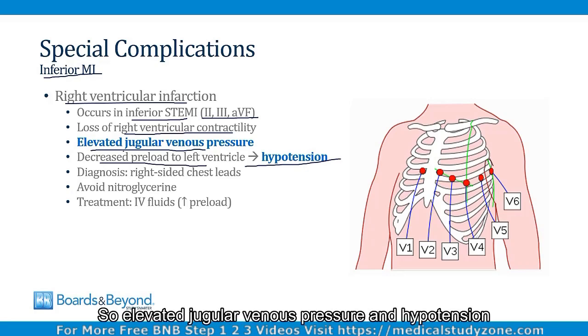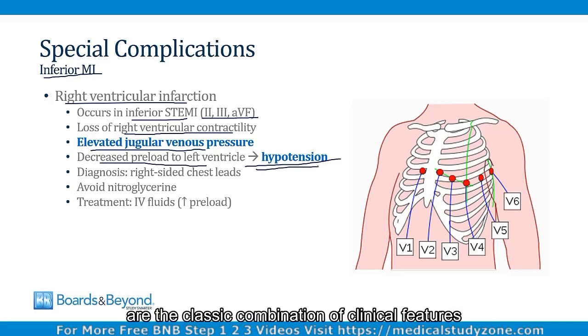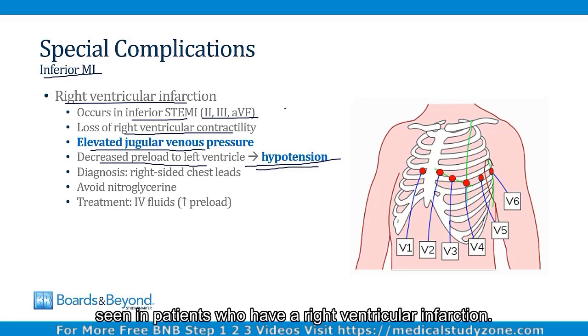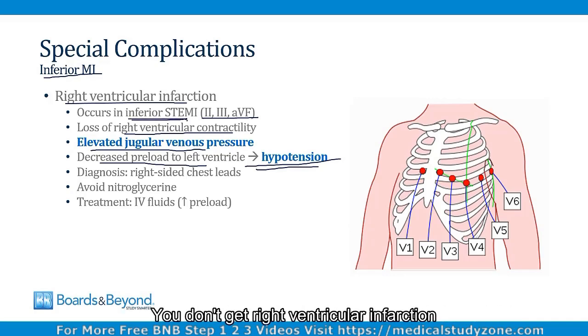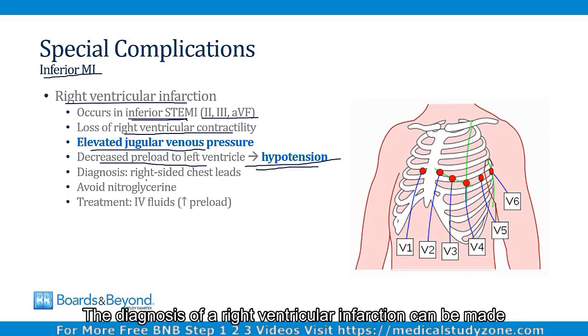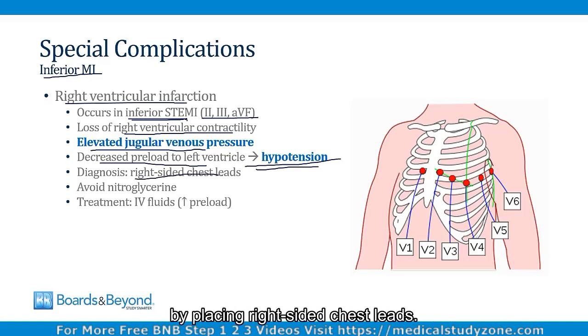So elevated jugular venous pressure and hypotension are the classic combination of clinical features seen in patients who have a right ventricular infarction. Remember, these patients will always have an inferior STEMI. You don't get right ventricular infarction from anterior STEMIs. The diagnosis of a right ventricular infarction can be made by placing right-sided chest leads.